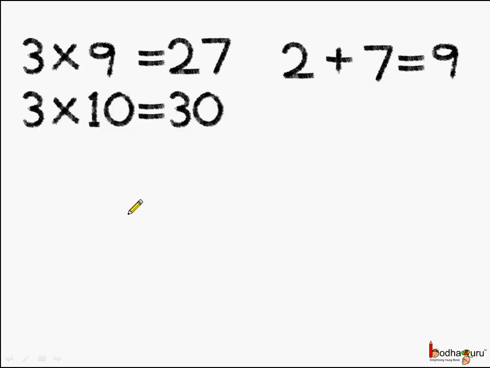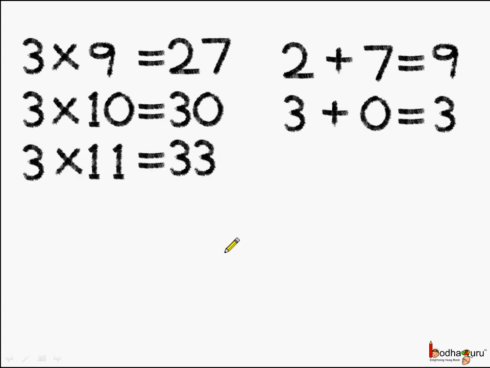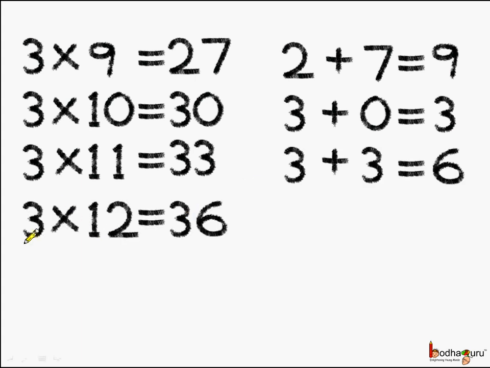Next, 3 multiplied by 10 is equal to 30. 30 is divisible by 3. And the sum of digits, 3 plus 0, is equal to 3. Next, we have 3 multiplied by 11 is equal to 33. And the sum of the digits in 33 is 3 plus 3, which is equal to 6. Next, we have 3 multiplied by 12 equal to 36. Adding the digits of 36, we get 3 plus 6 is equal to 9. Now, do we see a pattern here? Yes, there is a pattern.